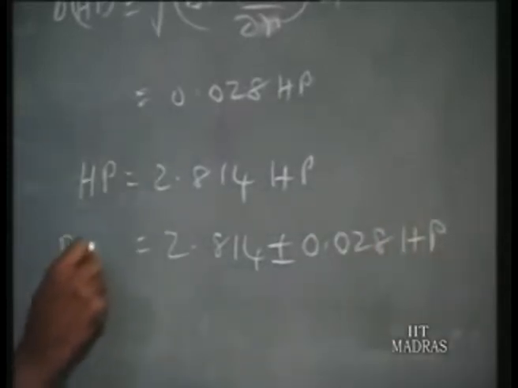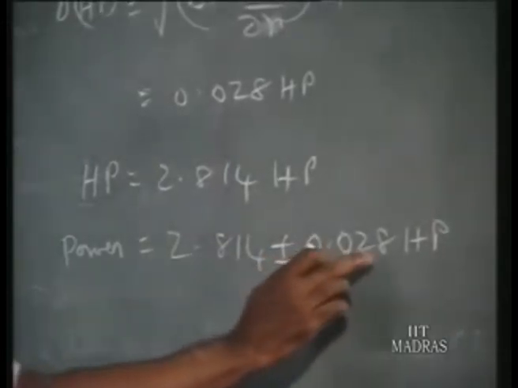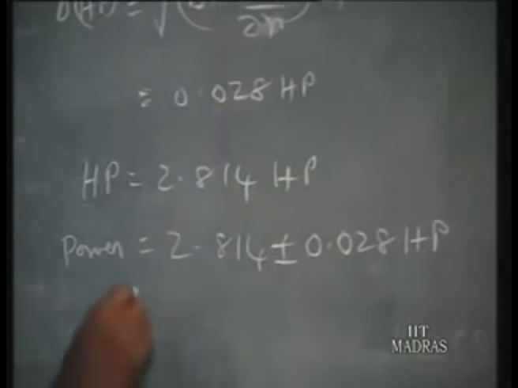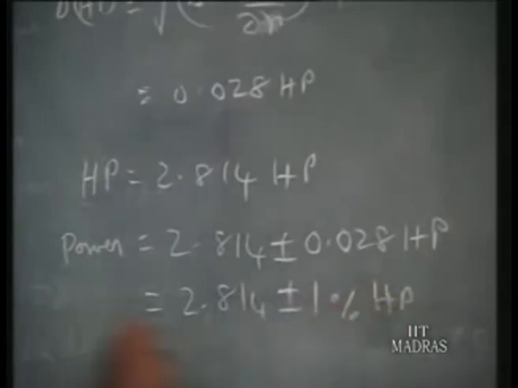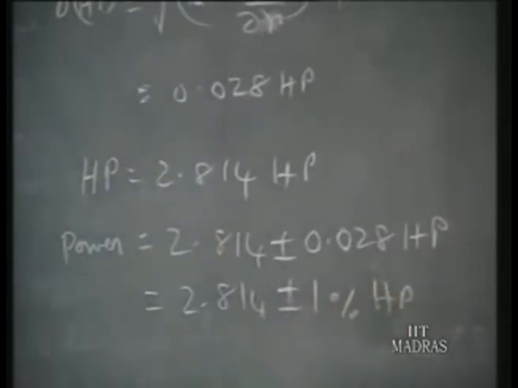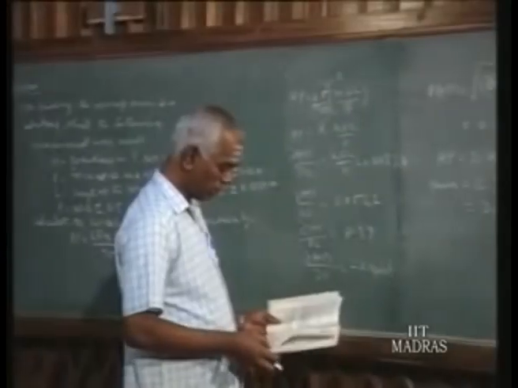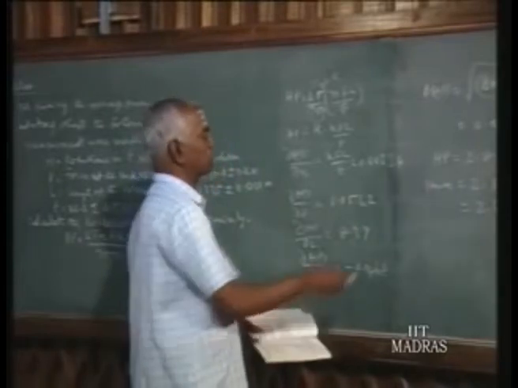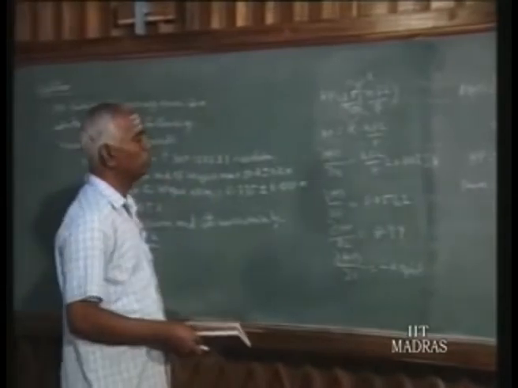Power developed is equal to 2.814. Now you will find the error is 1/100th of this nominal value. So, we can also write plus or minus 1% horsepower. That is the error in the computed value of horsepower, making use of these instruments having different errors. Now, if the error is specified, how to select these instruments, you will see next.